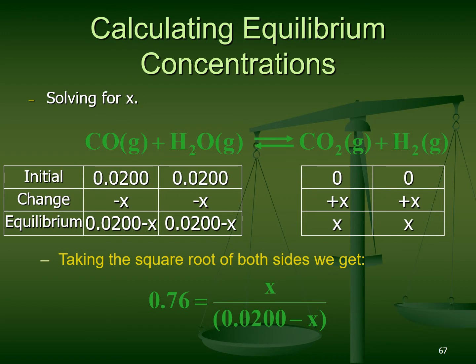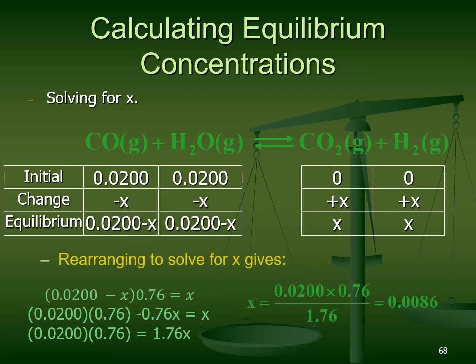the square root of 0.58 gives us 0.76. The square root of x squared over 0.02 minus x, quantity squared, gives us x over 0.02 minus x. So now we multiply both sides by 0.02 minus x. So we have 0.76 times 0.02 minus x equals x. We have to distribute the 0.76.